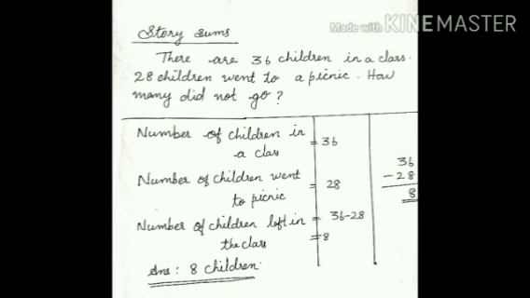And 3 became 2. So 2 minus 2 is 0. So the answer is 8. So how many children are left in that class? 8 children are left in that class. So for a story sum we have to write the steps and we have to do the calculations. Then only we will get the answer for a story sum. I think you understood how to do the story sums of subtraction of 2-digit numbers with regrouping.